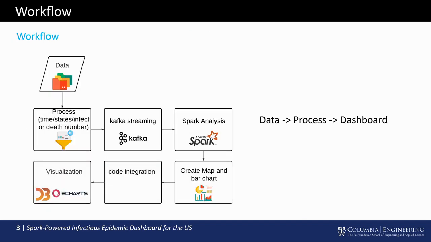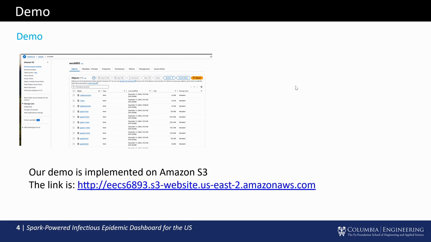For our workflow, we started from the original data, and we process it with the time, state, case, and death numbers. After the Kafka streaming, we can process it with Spark stream analysis and batch analysis. Finally we create maps and bar charts with the Python eCharts toolkit to realize the visualization, and we do code integration to make our integrated dashboard. And this is our demo here.